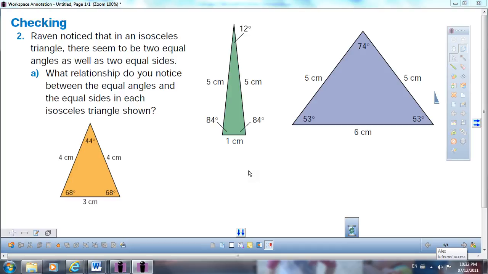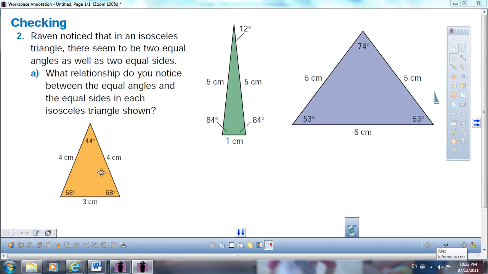Raven is looking at isosceles triangles, and she's trying to identify relationships between the equal angles and the equal sides in each isosceles triangle shown. So let's start looking at this triangle here. The side lengths are 4 centimeters, 4 centimeters, 3 centimeters, and we have angles.